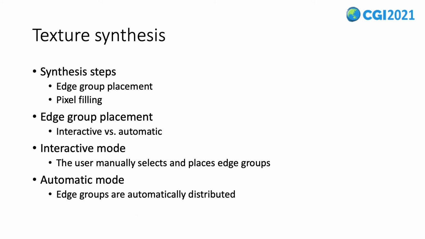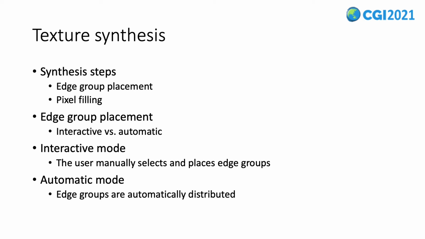The next stage is texture synthesis, and it has two major steps: edge group placement and pixel filling. In the edge group placement step, we select edge groups and place them in an empty image. We call it a canvas. The edge groups will be a sketch of the output image. This process can be done interactively or fully automatically.